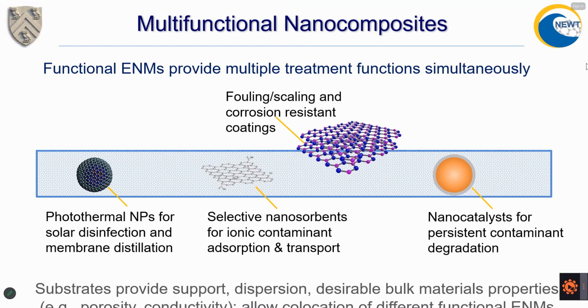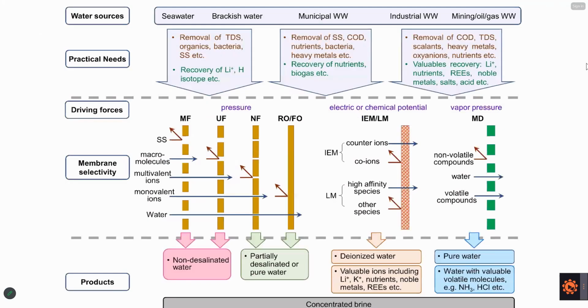So having this substrate also allows you to strategically co-locate nanomaterials of different functions so you can achieve synergy between different processes. So today I'm going to focus on this one aspect of nanocomposites, which is when you embed selective nanosorbents in a polymeric substrate for ionic contaminant absorption or transport to achieve ion selectivity in CDI or electrosorption processes.